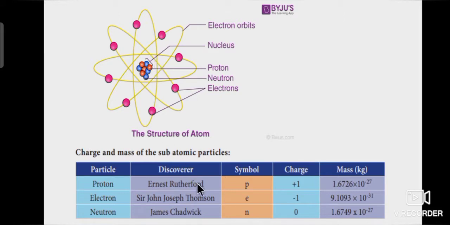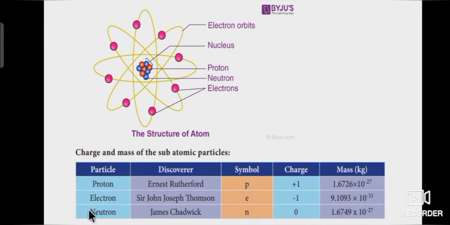Do you know, children? Proton was discovered by Ernest Rutherford. Symbol is P. Charge is +1. Proton mass is 1.6726 × 10^-27 kilogram. Then next, the electron was discovered by Sir John Joseph Thomson. Symbol is e. Charge is -1. The mass of the electron is 9.1093 × 10^-31 kilogram.